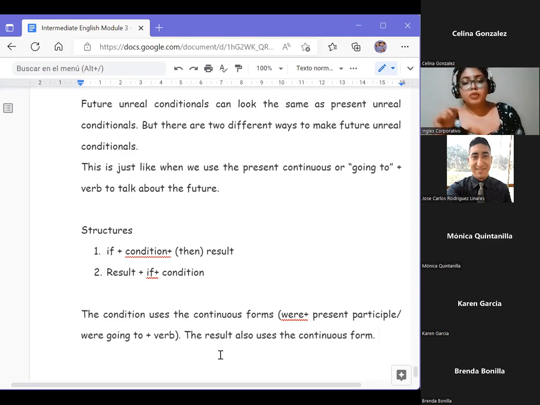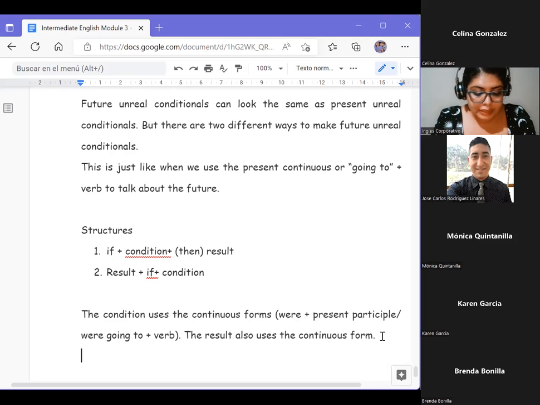Así que lo último que vimos fue esto, ¿verdad? Que la condición o el unreal conditional usa, ¿verdad?, lo que es la forma continua del verbo, el ing. En este caso, again, we are not going to use was. Vamos a poner siempre el were porque es la estructura que estamos siguiendo. Pero ustedes saben que sí pueden utilizar el was. Luego agregamos el presente participio, que lo podemos tener de la siguiente forma. We're going to plus the verb. Y esa es, ¿verdad?, la estructura que vamos a seguir. Nos habíamos quedado en esta parte y vamos a continuar desde ahí.